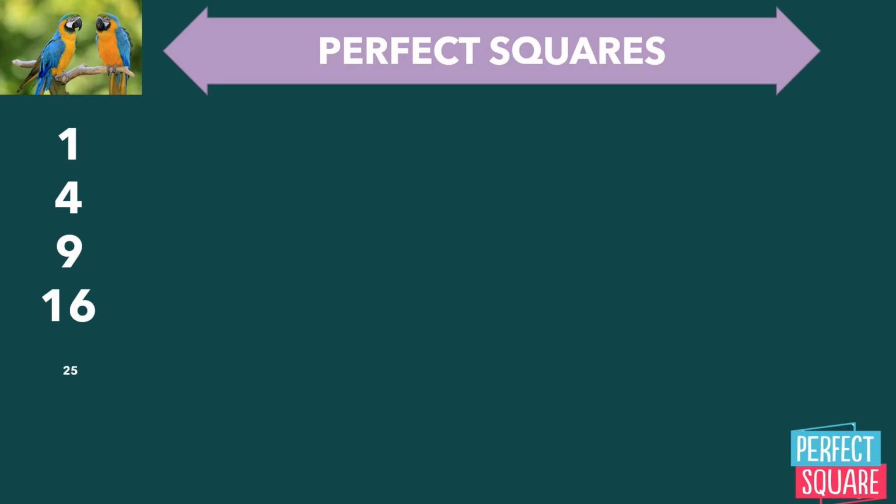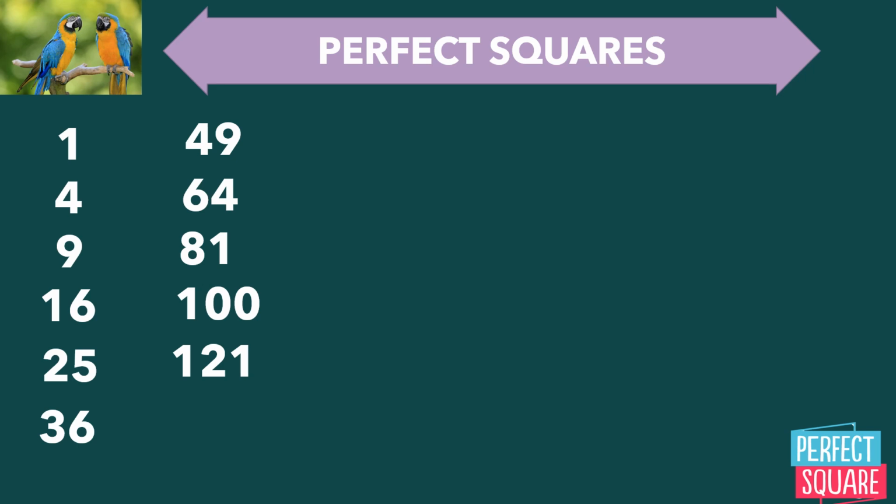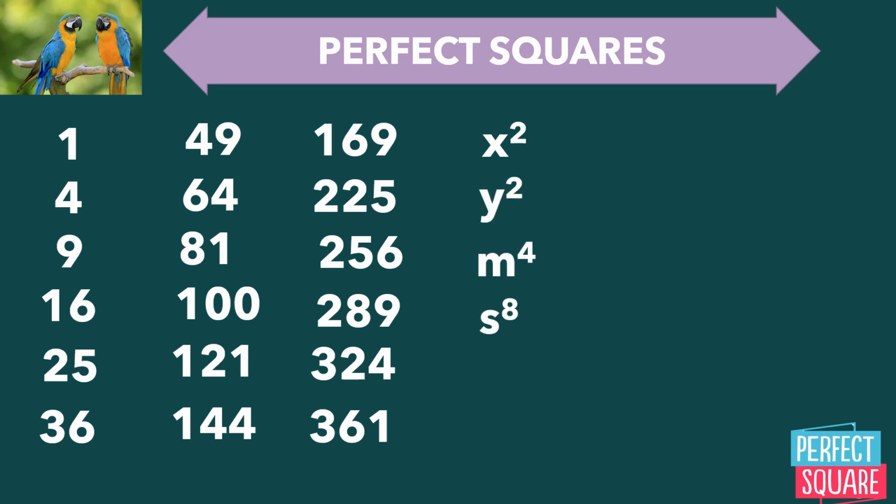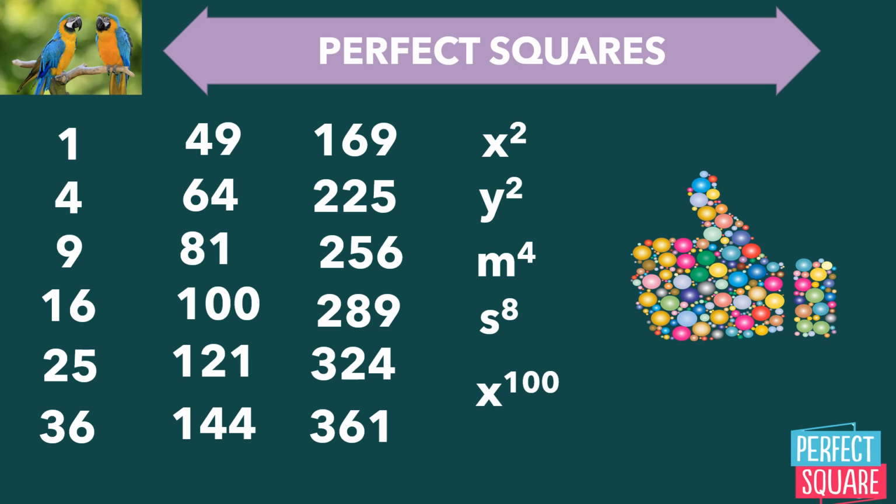We have 1, 4, 9, 16, 25, 36, 49, 64, 81, 100, 121, 144, 169, 225, 256, 289, 324, 361. In terms of variable, we have x squared, y squared, m to the 4th power, s to the 8th power, and x to the 100th power. In terms of variable, kung makikita nyo, ang exponent ay laging divisible by 2. So, any variable raised to a number which is divisible by 2 is a perfect square.